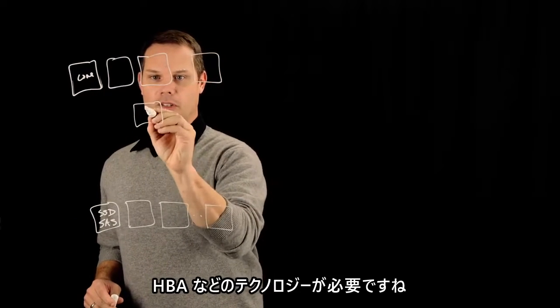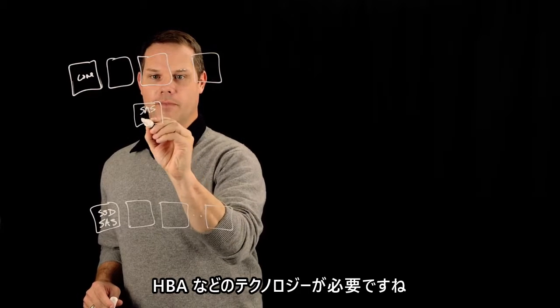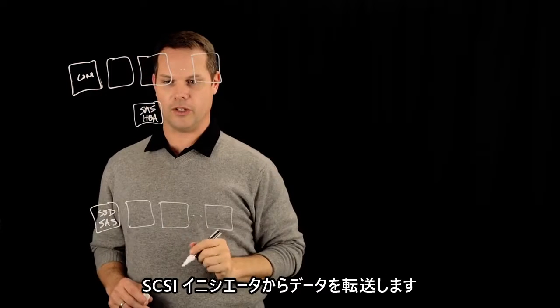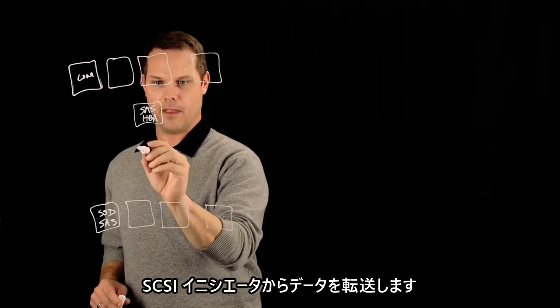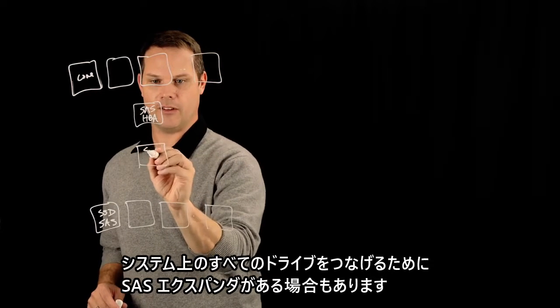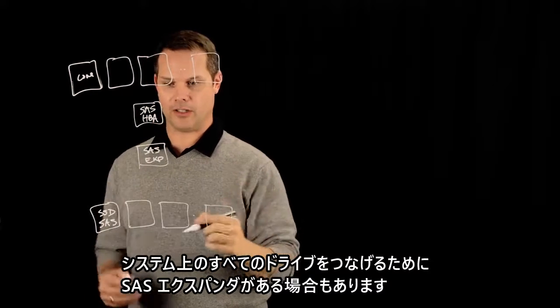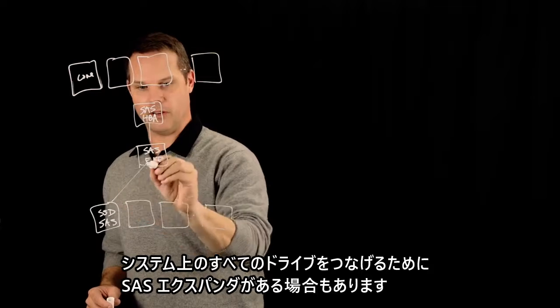We're going to need a couple pieces of technology. So we're going to need an HBA so that we have a SCSI initiator to transfer data down to these targets. And we'll also typically have a SAS expander. And that's typically just to connect to all the drives in the system.